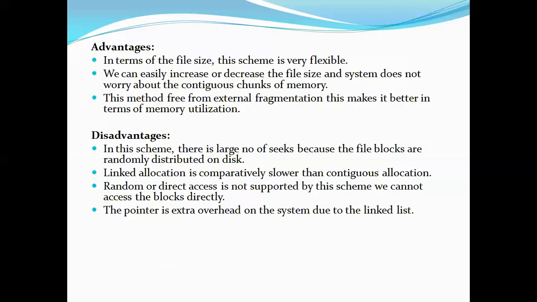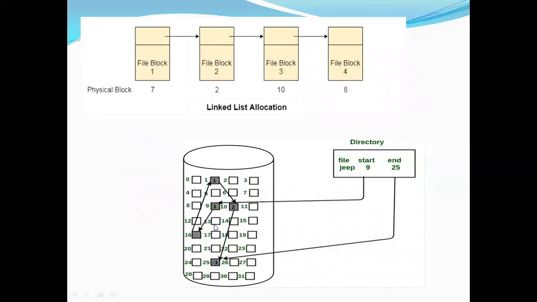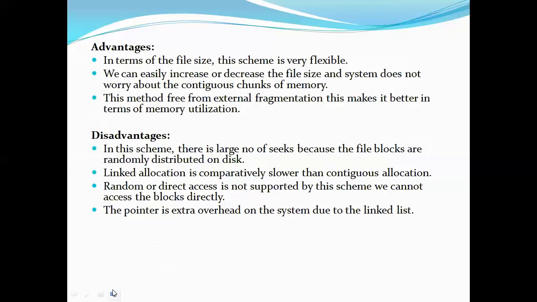As we know, the blocks of a file are randomly selected, right? So the seek time to identify a particular block automatically increases. After block one, which block do we have to read? After block two, which block do we have to read? That means finding a particular disk block requires more seek time, so it is again a disadvantage. There is also extra pointer overhead on the system due to the linked list.